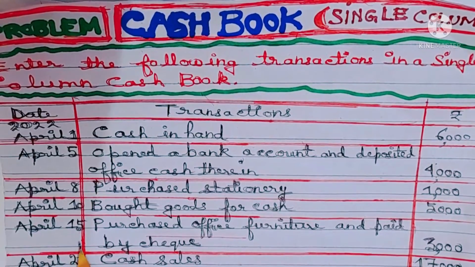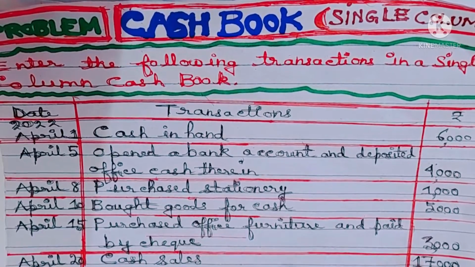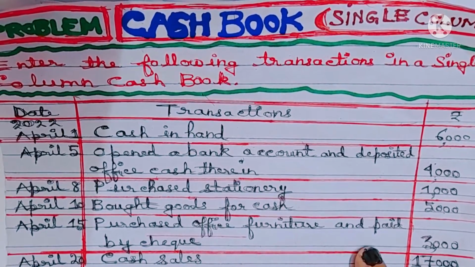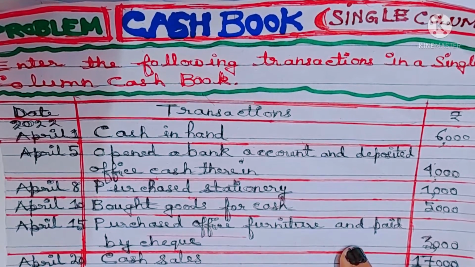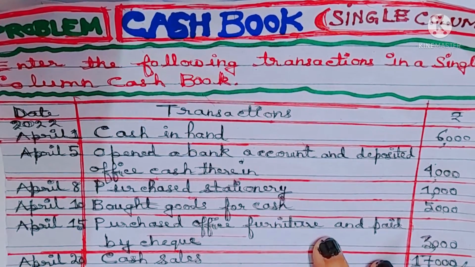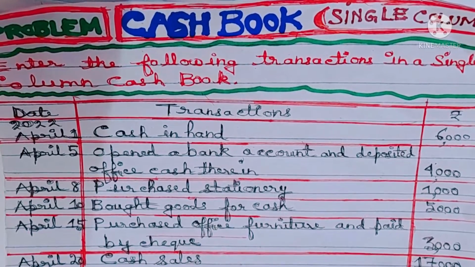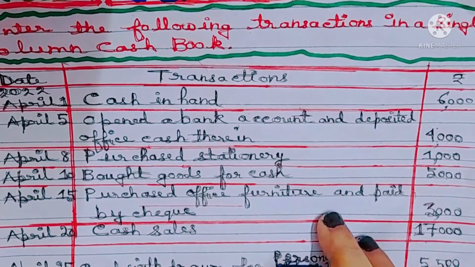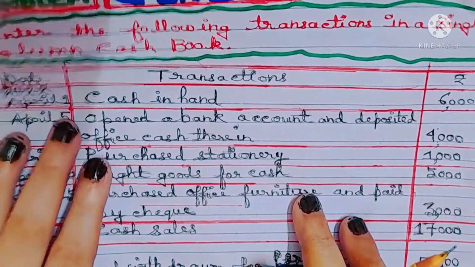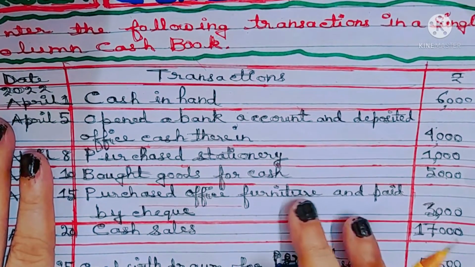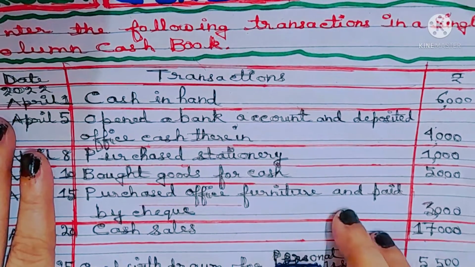The next transaction is on 15th April, purchased office furniture and paid by check 3,000. So what will be the journal entry? The journal entry will be furniture account debit to bank account. See, check is mentioned here. I have already told you, single column cash book does not record checks received or checks paid.